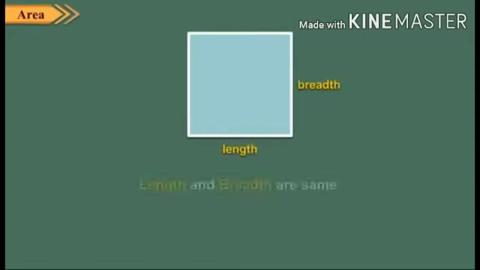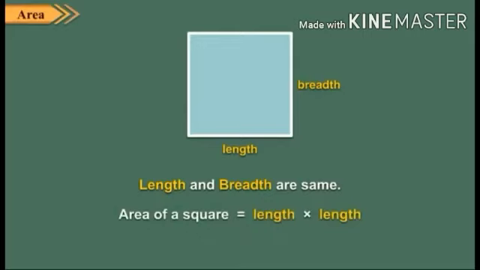Since a square is a rectangle whose length and breadth are the same, area of a square is equal to length multiplied by length, or side multiplied by side. Now, let us discuss how to find the area of irregular shapes.